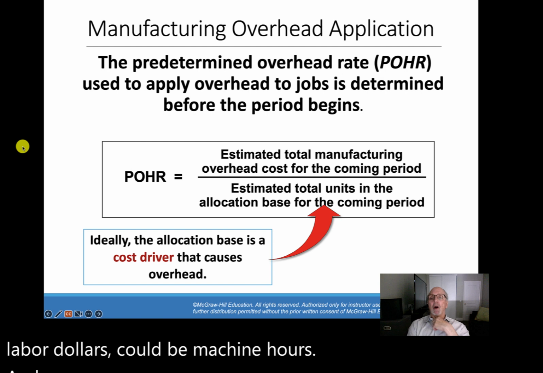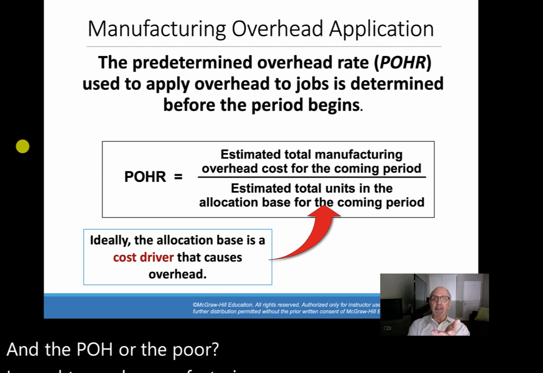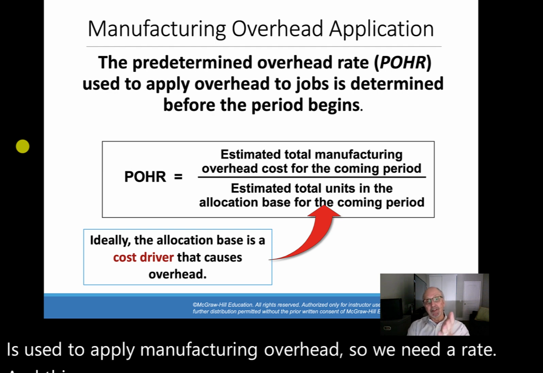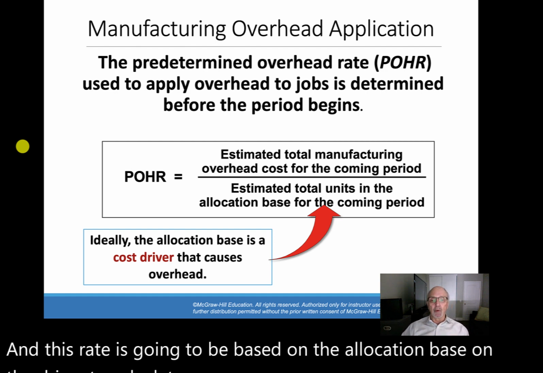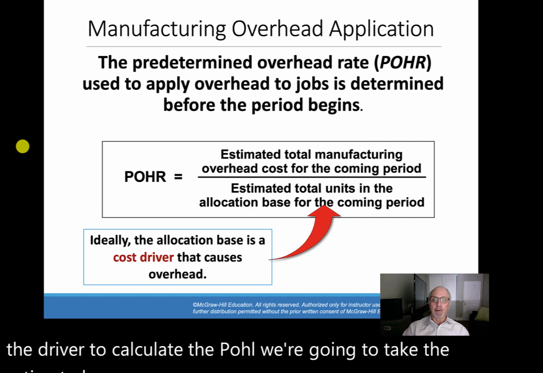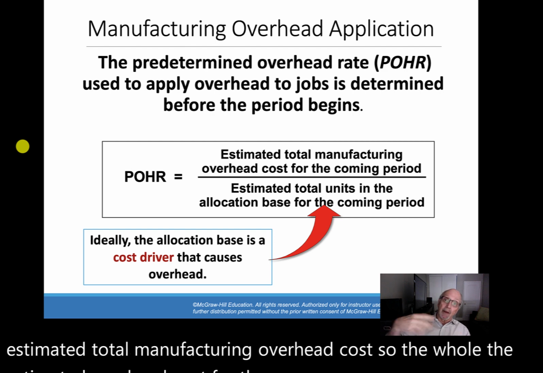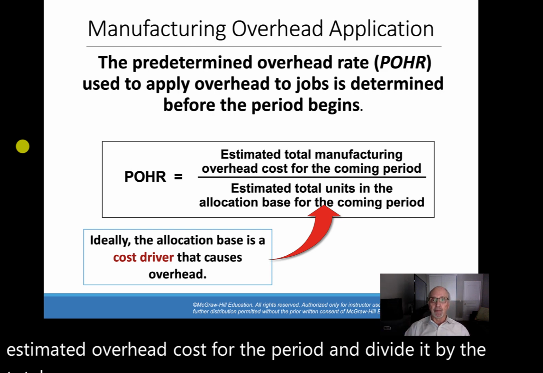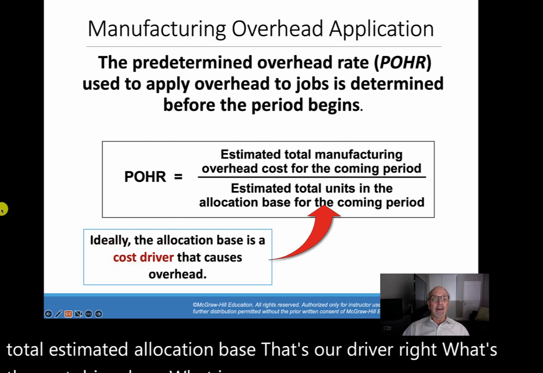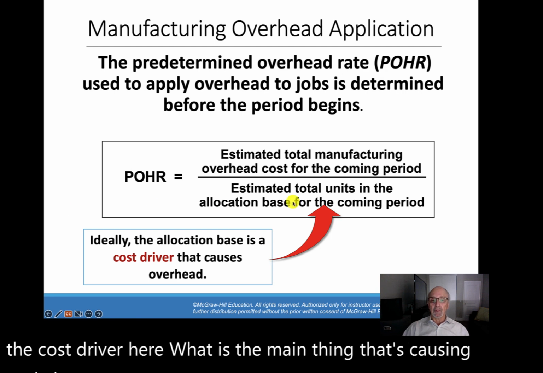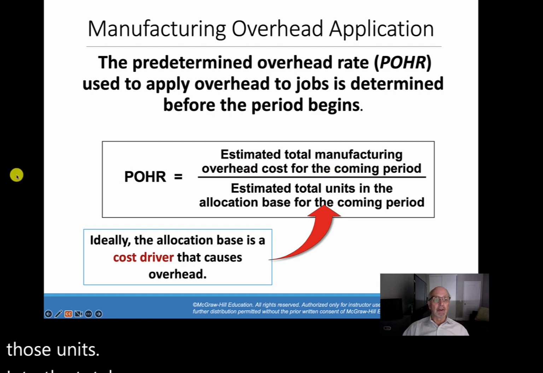Now the POHR, the predetermined overhead rate, is used to apply manufacturing overhead. So we need a rate, and this rate is going to be based on the allocation base, on the driver. To calculate the POHR, we're going to take the estimated total manufacturing overhead cost for the period and divide it by the total estimated allocation base. That's our driver, right? What's the cost driver here? What is the main thing that's causing costs to increase? So we're going to divide the total of those units into the total estimated manufacturing overhead cost.